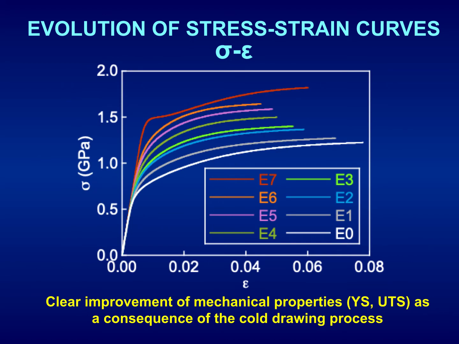The evolution of stress-strain curves, sigma-epsilon. Here we represent the plots of stress versus strain for increasing levels of cold drawing. We can observe a clear improvement of mechanical properties, yield strength and ultimate tensile stress, as a consequence of the cold drawing process.